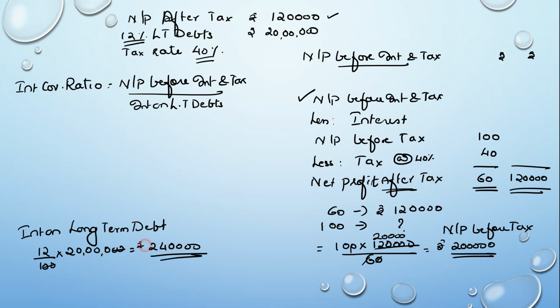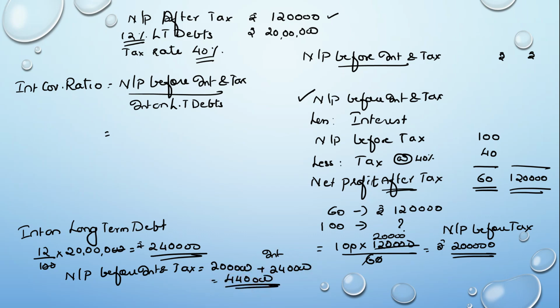2,40,000. So now that we have got this, what would be the net profit before interest and tax? We have net profit before tax 2 lakh. To that we add back the interest. So 2 lakh plus 2,40,000 would be the net profit before interest and tax. I will write it here. Net profit before interest and tax would be the net profit before tax, that is 2 lakh, plus the interest, which is 2,40,000. So that comes to 4,40,000.